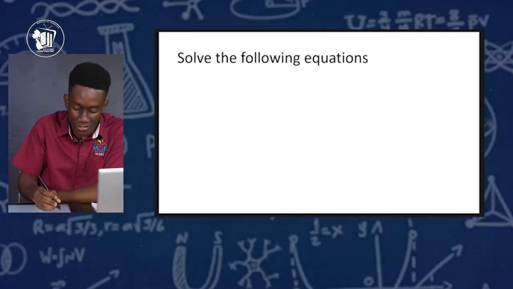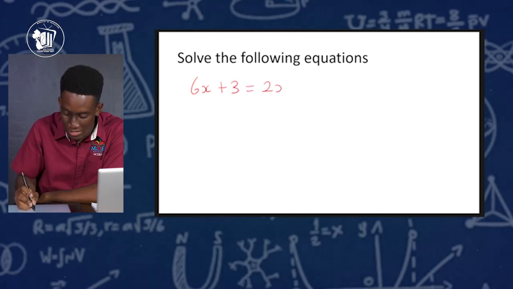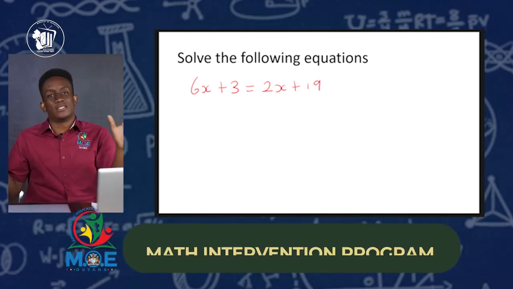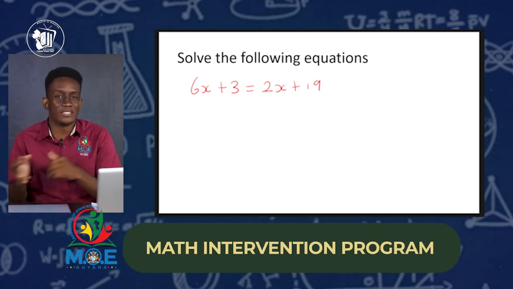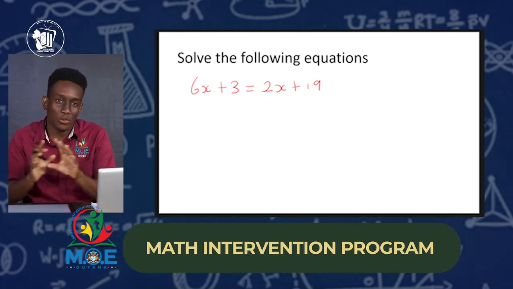So let's take things up a bit now. Let's say we have the equation 6x plus 3 is equal to 2x plus 19. So we see we have two sets of x's, but of course we have one unknown, which is x. So what do we do in this case?